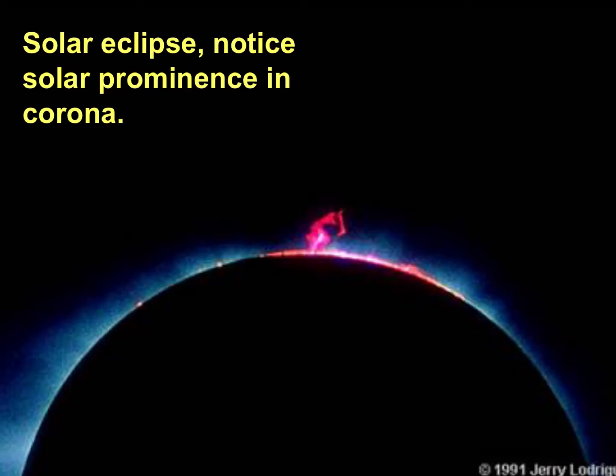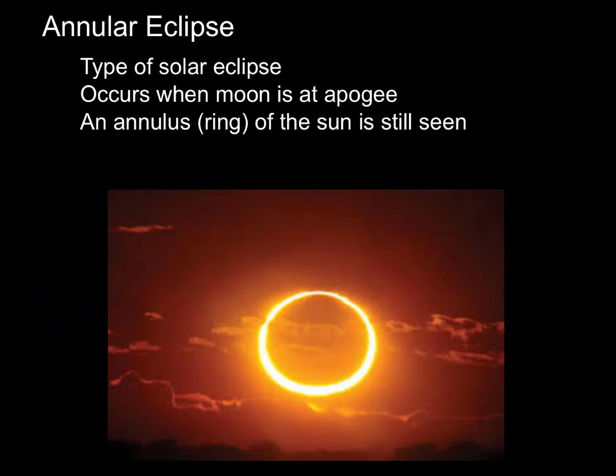When the full solar disk is hidden by the moon, solar telescopes can also see solar storms like this prominence leaping off the sun's surface. Here is another picture of an annular eclipse. If the moon had been closer to Earth, it would have been a total eclipse. Here, though, we see a portion of the solar disk making a ring shape called an annulus.